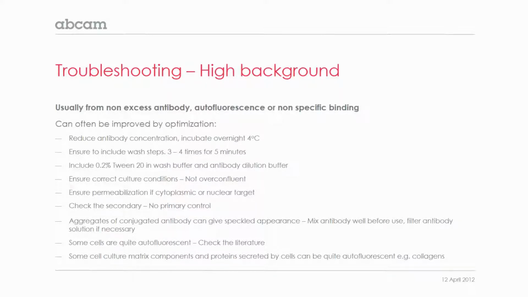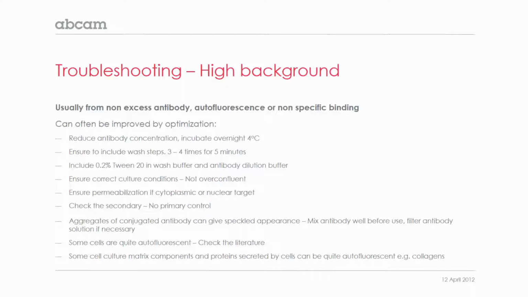So we move on to high background. If you have high background, it's usually from excess of antibody or autofluorescence maybe, or from non-specific binding. So for this, you need to do the opposite in a way. You need to reduce the antibody concentration.